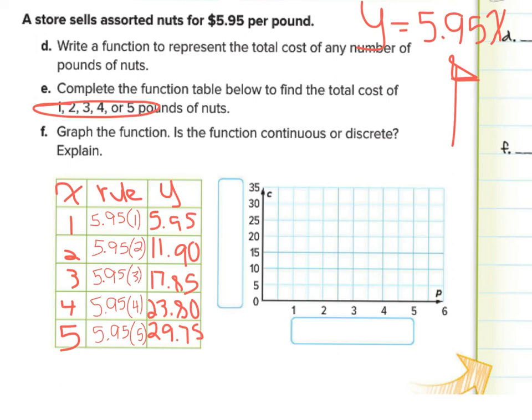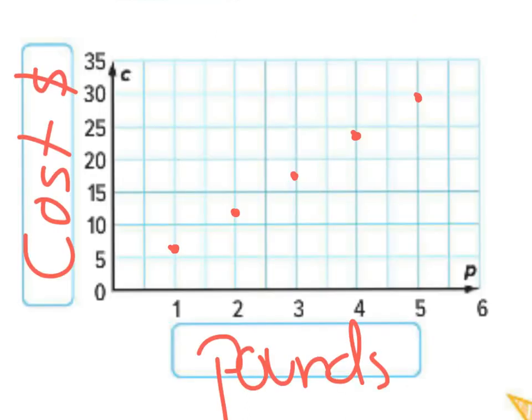Now we can graph this. I'm going to make my domain my number of pounds, the number of pounds purchased. And my range is going to be my cost, how much it'll cost for those pounds in dollars. And now we can go ahead and graph.